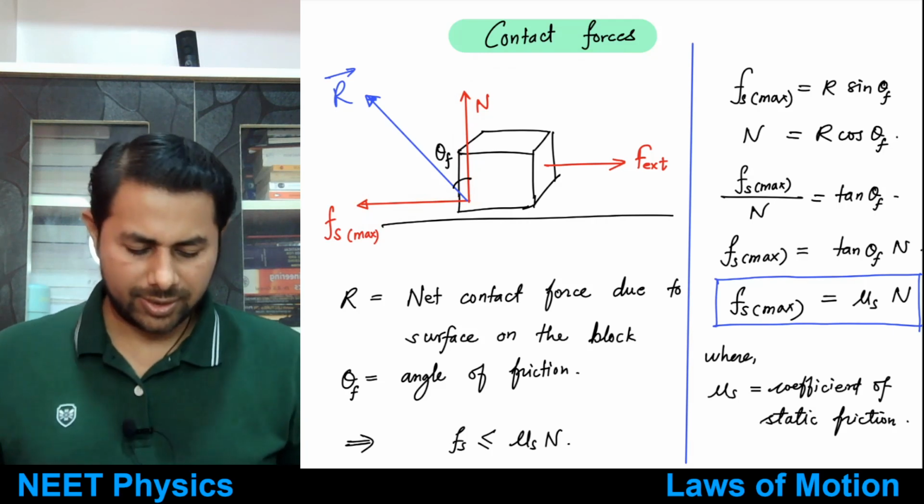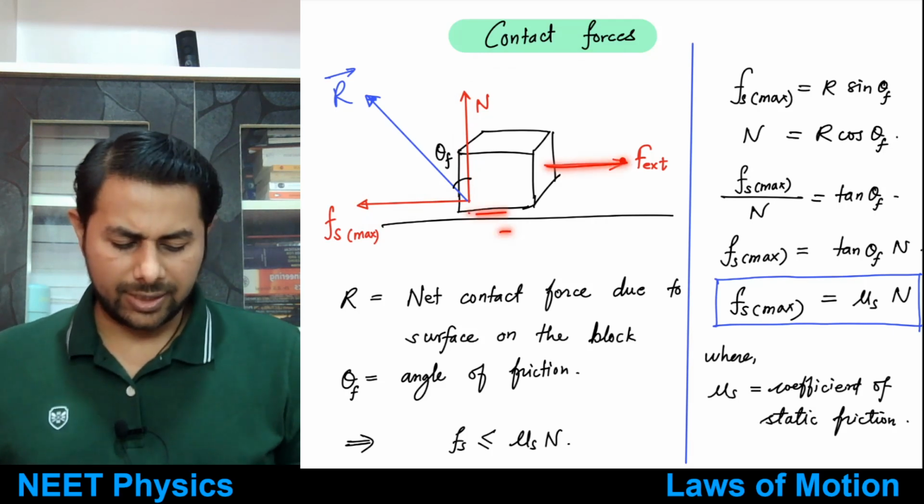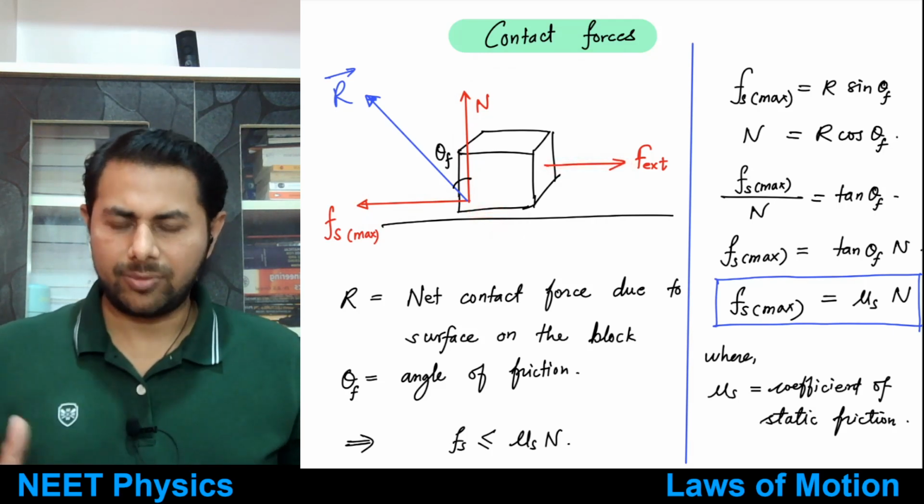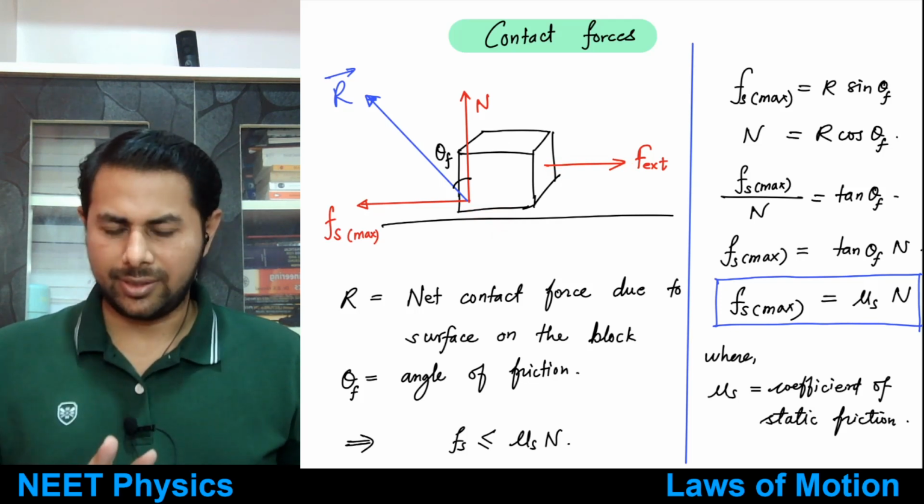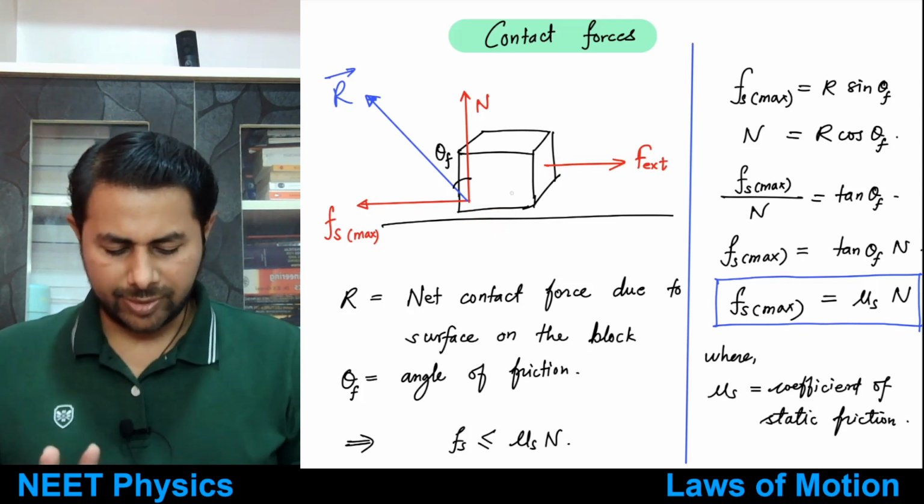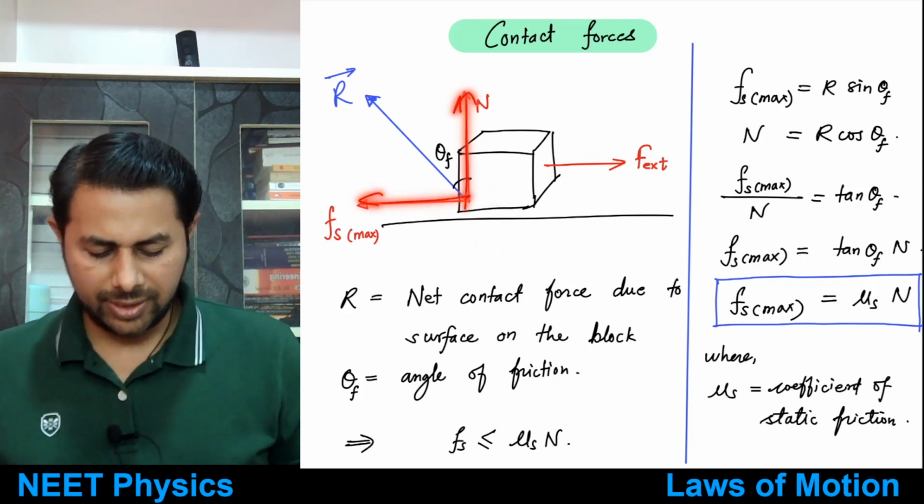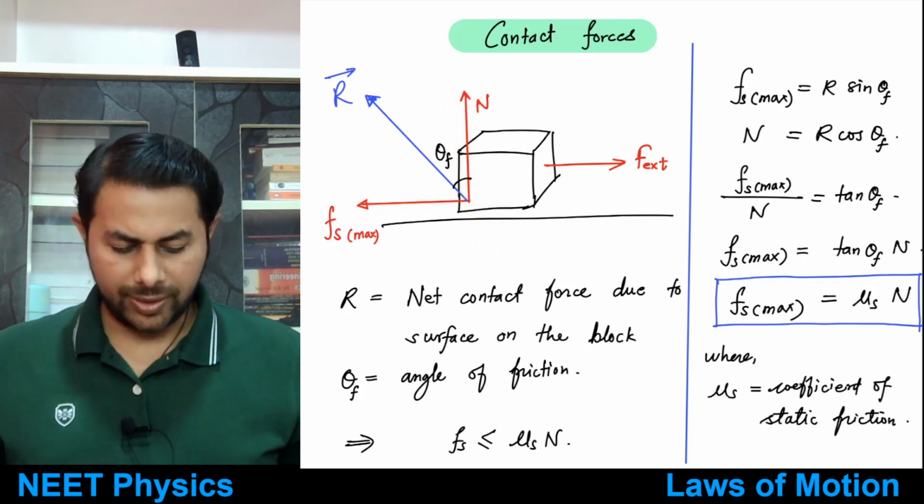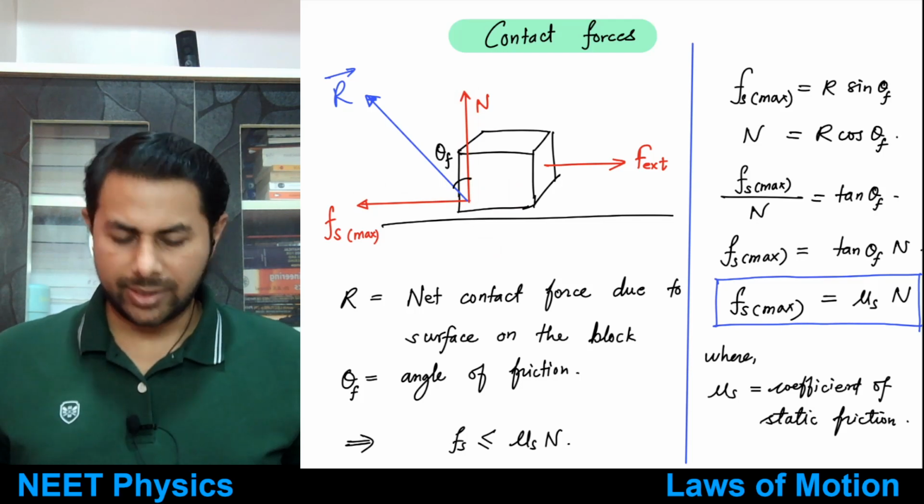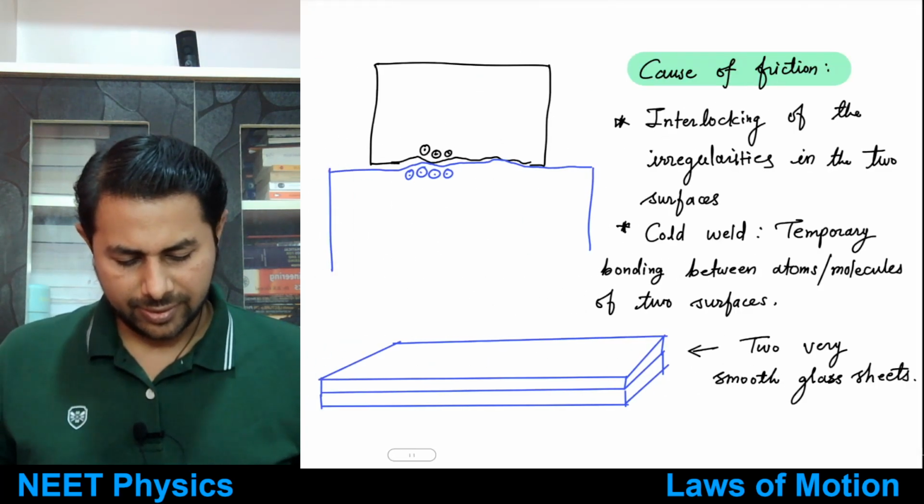So whenever there is a contact between two bodies, and if you want to slide one body over the other body, there will be two forces. Two contact forces between this body and this body. One is the normal reaction, another one is the friction. Okay, so now what's the relation between them? So we'll see that.